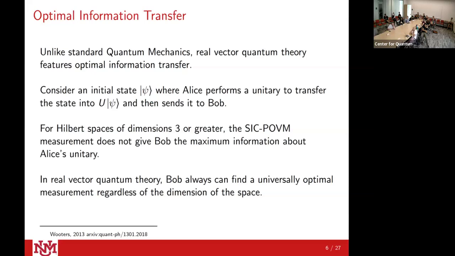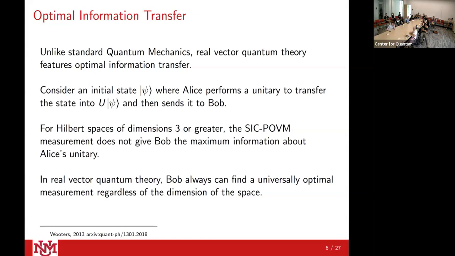And then the problem with real vector space quantum theory, which Wooters goes through in some terribly long line of mathematics, reasoning about mutual information, is that you essentially have optimal information transfer in real vector space quantum theory. So, unlike our standard quantum mechanics, yeah, I've got that.